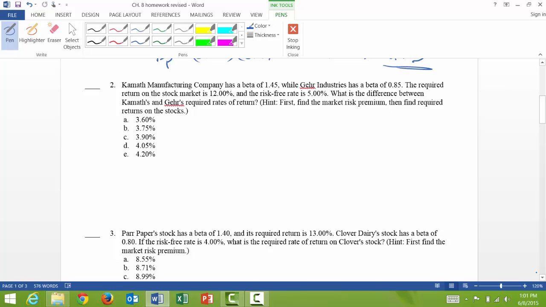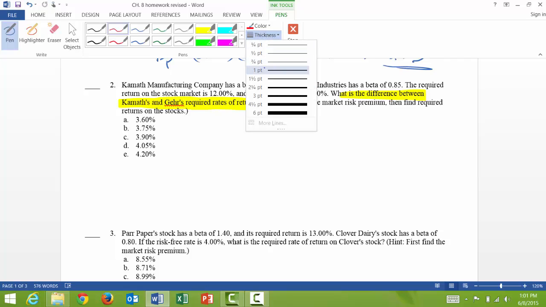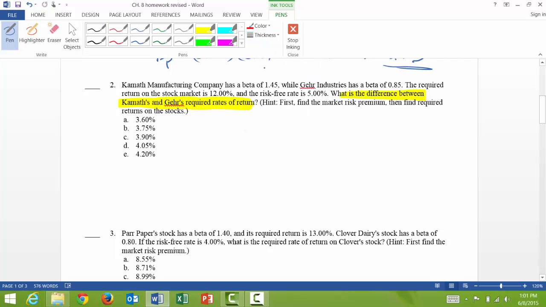In the next question, I'm going to try to see what the real question is by looking at the end. What is the difference between Kenneth and Gare's required rates of return? So that means I need to get two required rates of return, I think, but let me see what the hint says. First, find the market risk premium, then find the required returns on the stock.